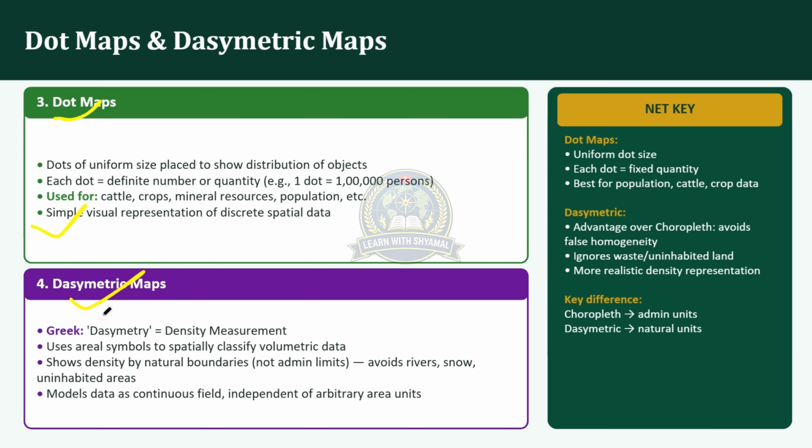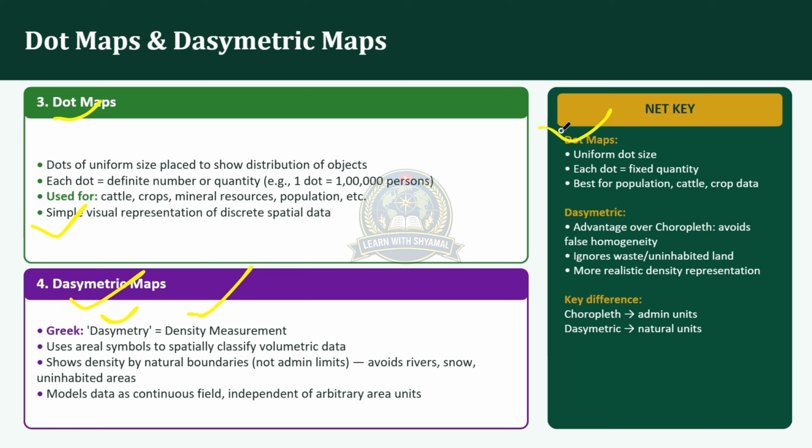Dasymetric map: from the Greek word dasymetry, it means density measurement. Uses areal symbols to spatially classify volumetric data. Shows density by natural boundaries, not administrative limits. Avoids rivers, snow, and uninhabited areas. Models data as a continuous field, independent of arbitrary area units.